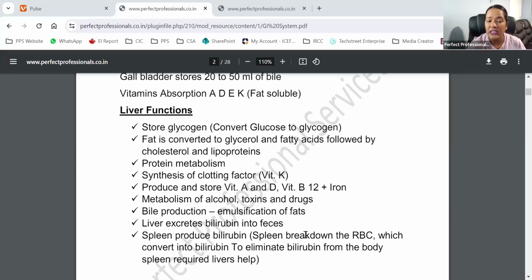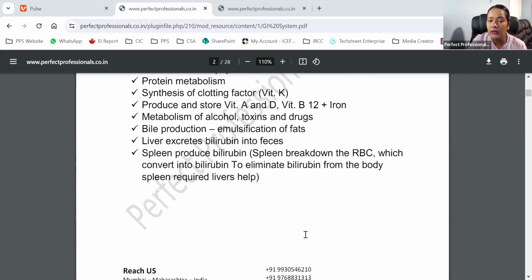Okay, spleen produces bilirubin. Okay, ਹੁਣ ਇਹ bilirubin ਬਣਦਾ ਕਿੱਥੇ ਆ? Spleen ਆ. Okay, spleen is making bilirubin. ਹੁਣ ਇਹ bilirubin ਆਂਦਾ ਕਿੱਦਾਂ ਵਾ? ਜਦੋਂ RBC ਦਾ breakdown ਹੁੰਦਾ ਹੈ. Okay, red blood cells get broken down at 120 days. ठीक है, 120 days हमने red blood cell ਦੀ life ਆ. ਹੁਣ ਜਦੋਂ life ਪੂਰੀ ਹੋ ਗਈ, ਉਹ ਕਿੱਥੇ ਜਾਂਦੇ ਆ? ਉਹ spleen ਚ ਜਾਂਦੇ ਆ. spleen ਚ ਉਹਨਾਂ ਦਾ breakdown ਹੁੰਦਾ ਹੈ.